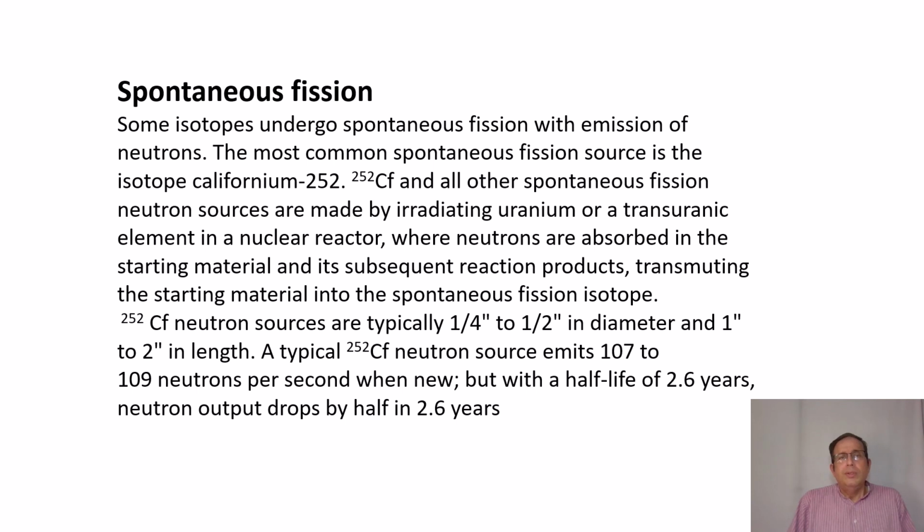A neutron source that is used typically in nuclear laboratories is confined in a cylindrical cavity with a diameter of 1/4 inch to 1/2 inch and a length of 1 to 2 inches. A typical californium-252 neutron source emits around 10^7 to 10^9 neutrons per second and has a half-life of 2.6 years. So that means the neutron output drops by half in 2.6 years.